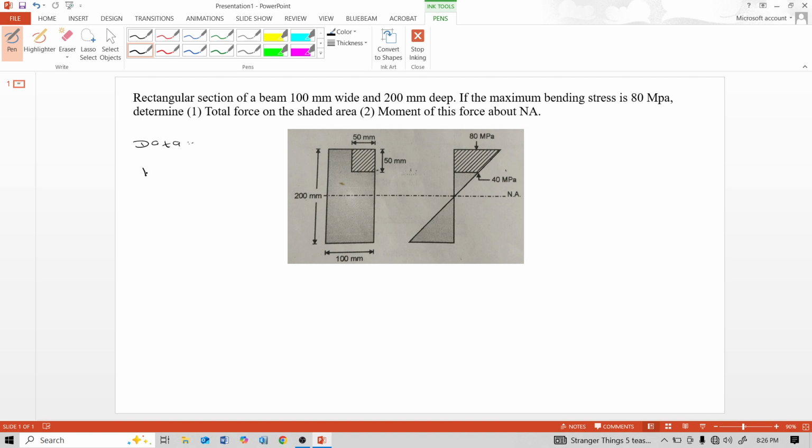Width is denoted as B, 100 mm, depth as small d, 200 mm. Maximum bending stress, this top compressive bending stress, is 80 MPa, sigma c. That means this bending stress is not greater than 80 MPa. This is the maximum limit for this bending stress.